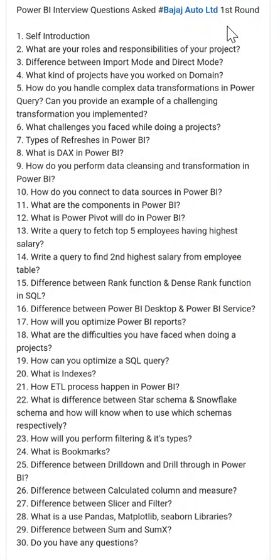Today I am excited to share 30 Power BI interview questions that were asked in Bajaj Auto Private Limited. In the first round, they will ask me these 30 questions about Power BI, right? So one by one we will discuss these questions.